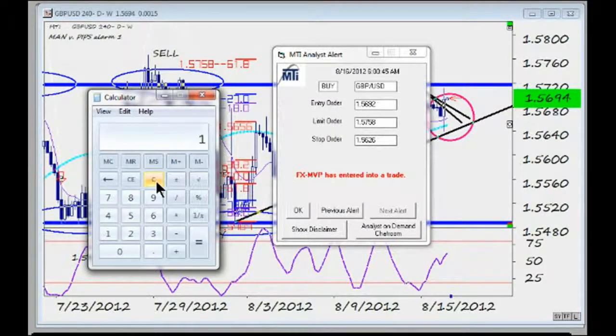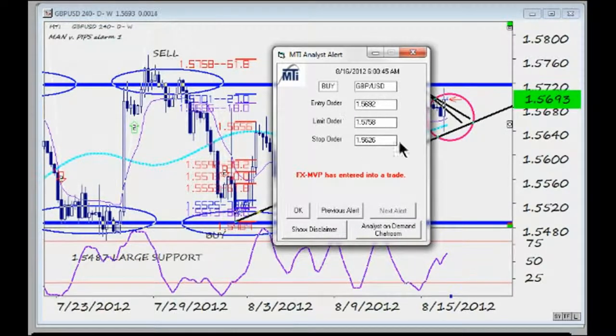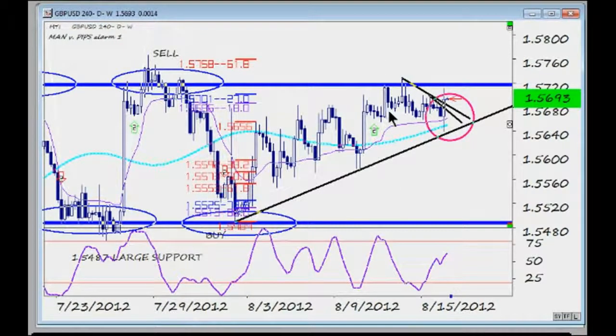From 157.58, which is the limit, to our entry price of 156.92, it is a 66 pip reward versus a 66 pip risk. So we're going after 66 pips in profit, also risking 66 pips in equity management, therefore going 1-to-1.